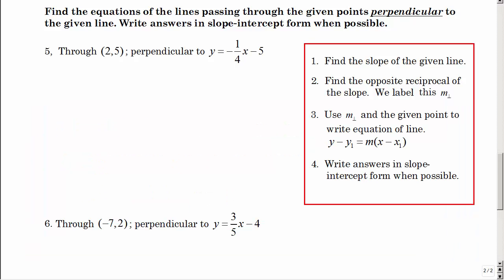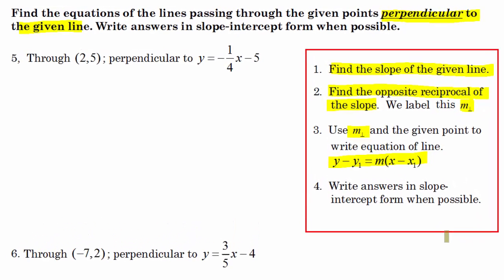Now what about perpendicular lines? Okay, we want to find an equation of the line passing through the given point perpendicular to the given line. Remember, perpendicular slopes are not the same. They are opposite reciprocals. So we still need to find the slope of the given line, but we don't use that one. We find the opposite reciprocal of that slope. And I'm going to label it with m with a little upside down T that stands for perpendicular. Then I'm going to use that new slope and keep going.